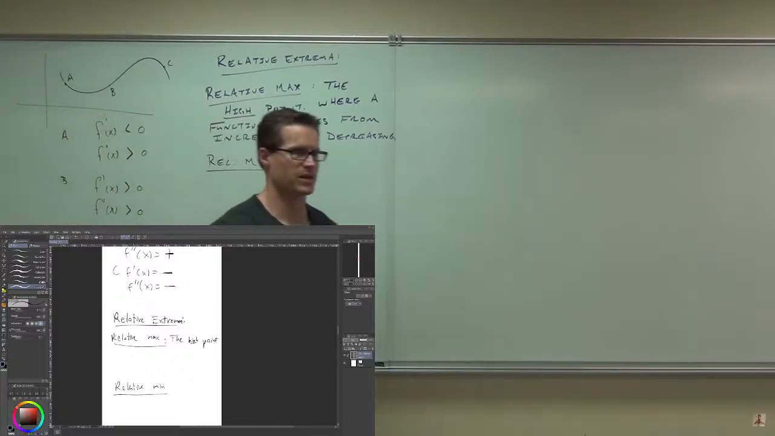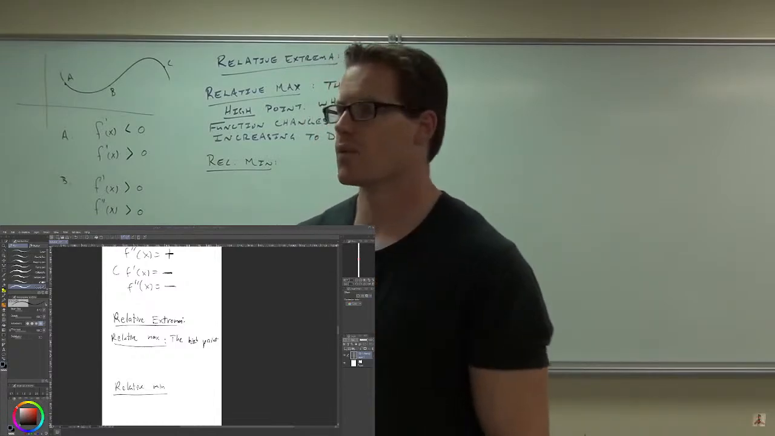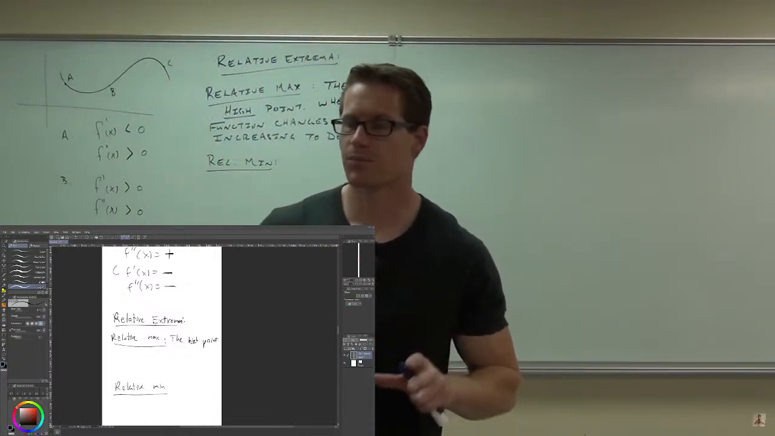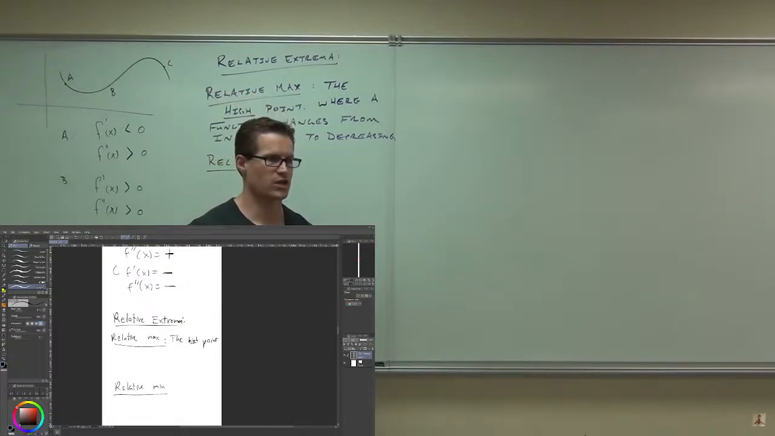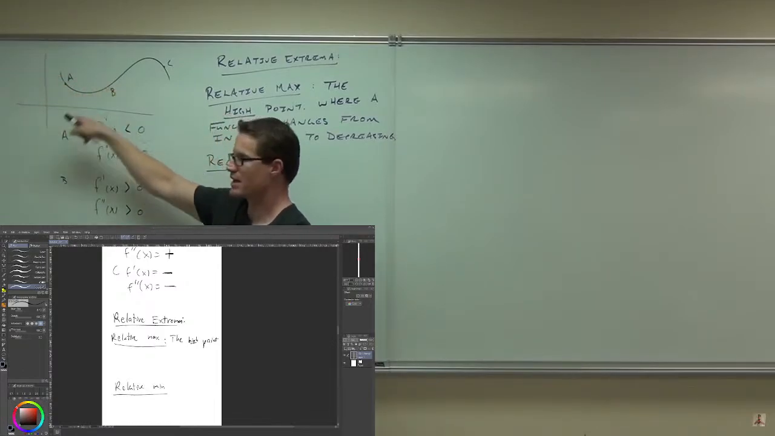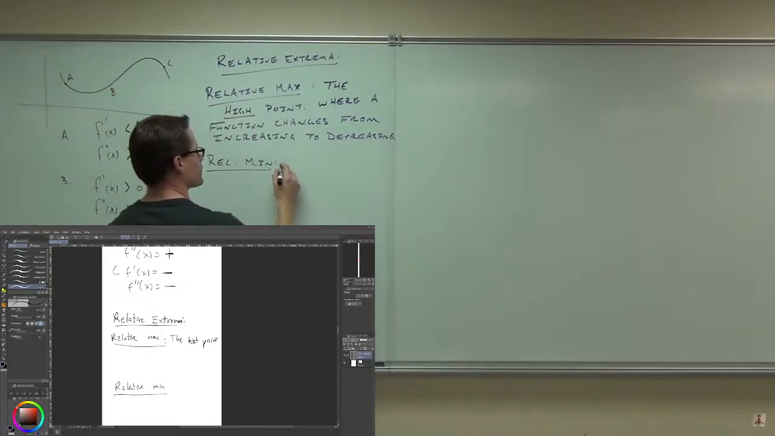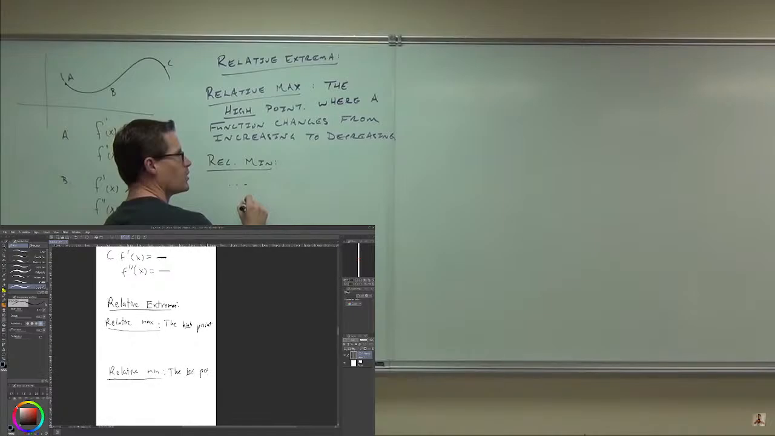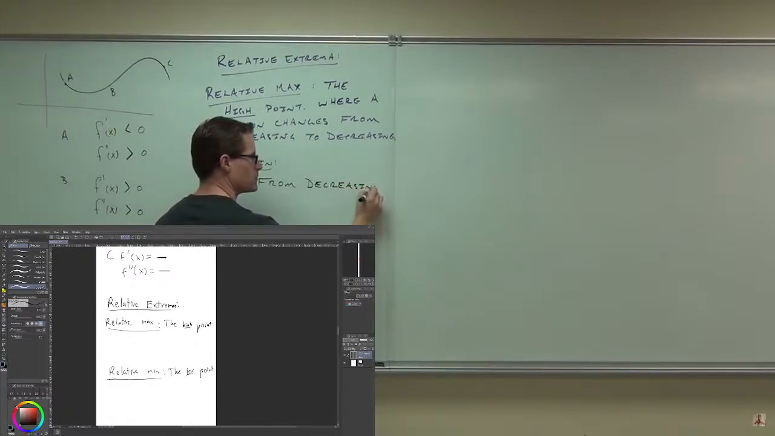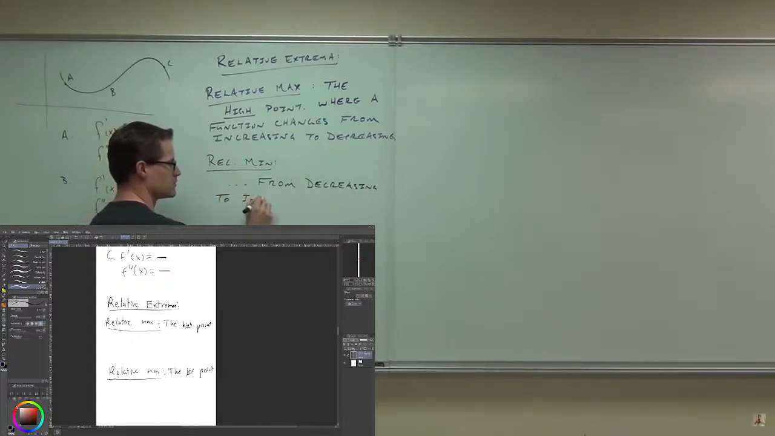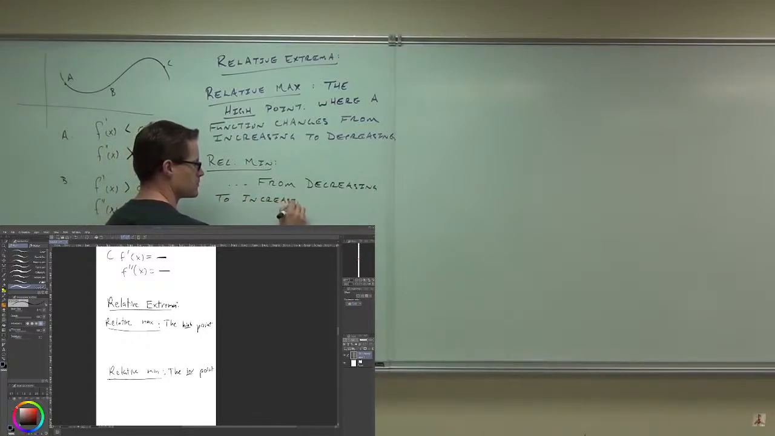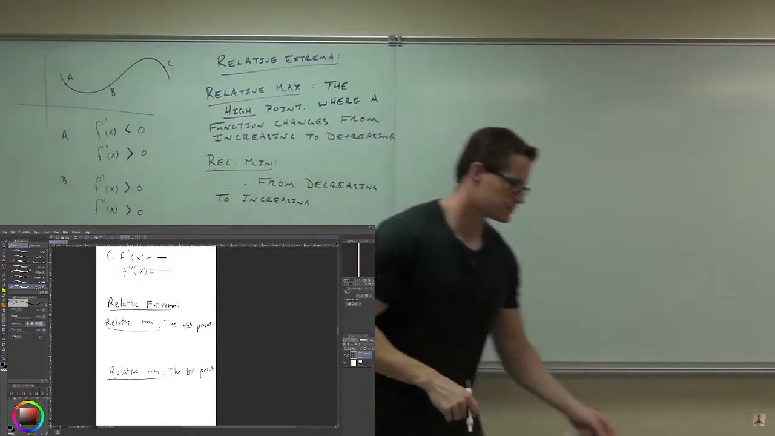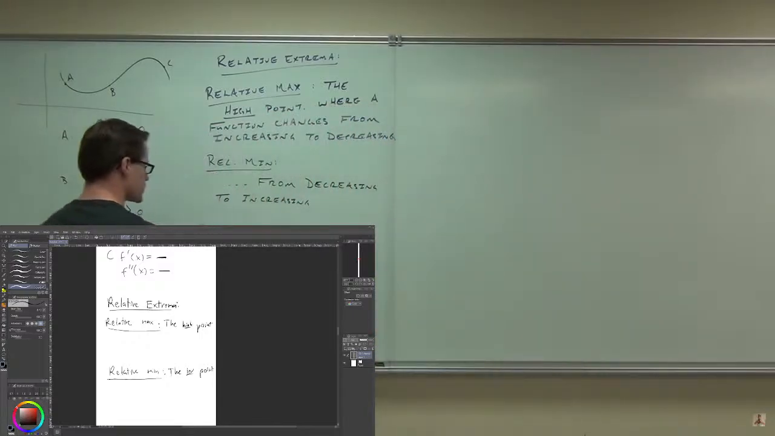Relative min has basically the opposite definition. A relative min is going to be a low point in an interval. In other words, it's going to be where you change from decreasing to increasing. That should make sense, right? If you go from decreasing to increasing, you're going to have a little valley, a low point. So it's where the function changes from decreasing to increasing. Very quick examples for you, just so you have a little look at this.